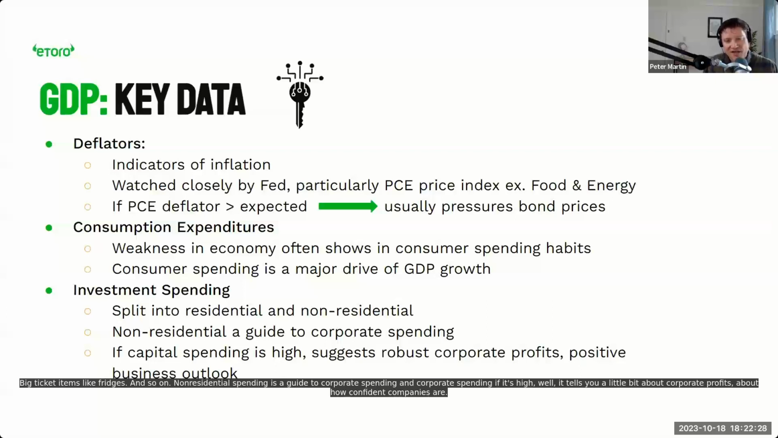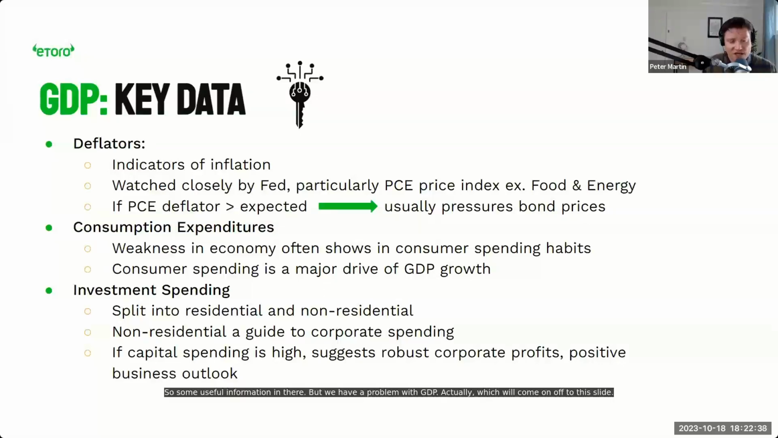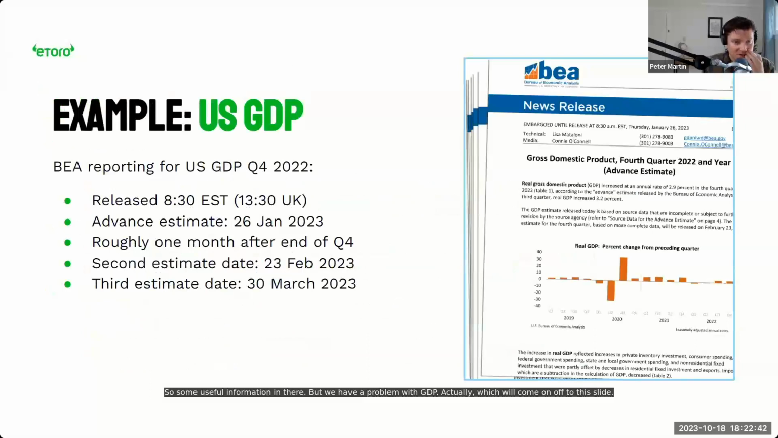Non-residential spending is a guide to corporate spending. And corporate spending, if it's high, well, it tells you a little bit about corporate profits, about how confident companies are. So some useful information in there. But we have a problem with GDP, actually, which will come on after this slide.